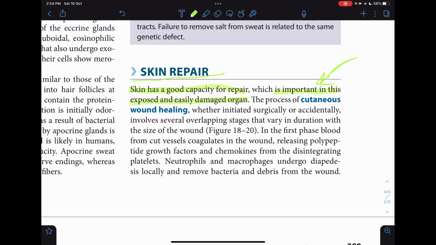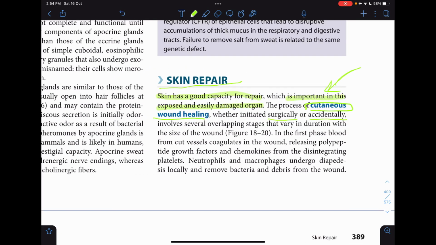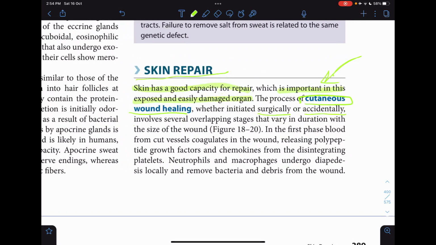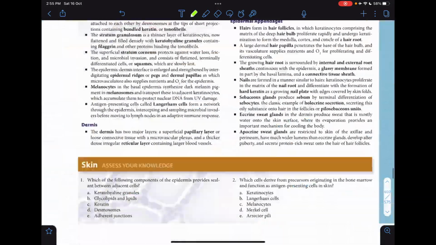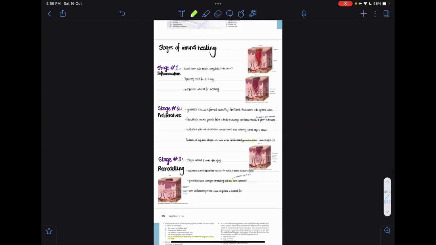And it repairs itself in a process called cutaneous wound healing. And this happens whether the wound was initiated surgically or accidentally. Meaning we had a wound from an operation or by mistake. Whatever the injury, it has to go through the cutaneous wound healing process. And the cutaneous wound healing process involves several overlapping stages that vary in duration with the size of the wound. Meaning a small wound will heal faster than a larger wound. Okay. Now we move on to the summary I made here, and it is comprehensive, God willing.